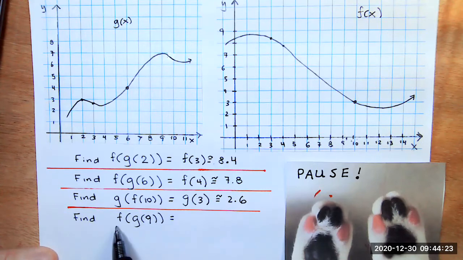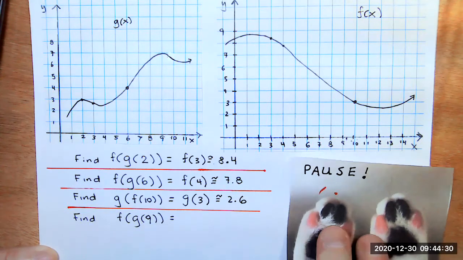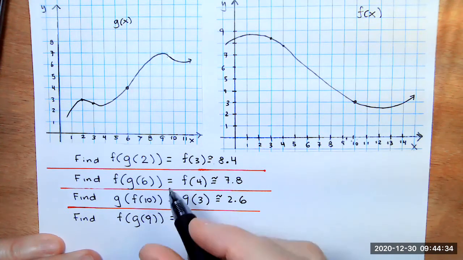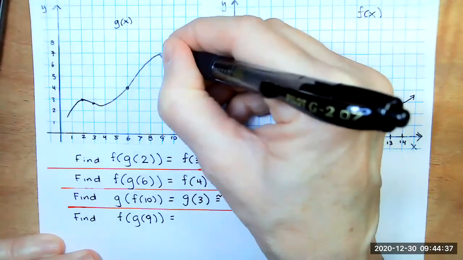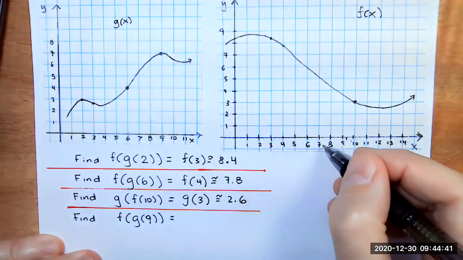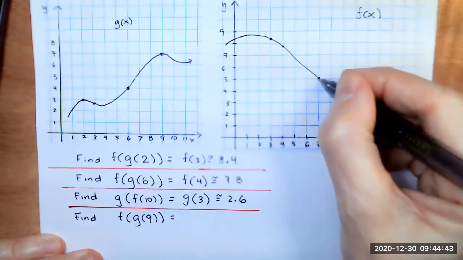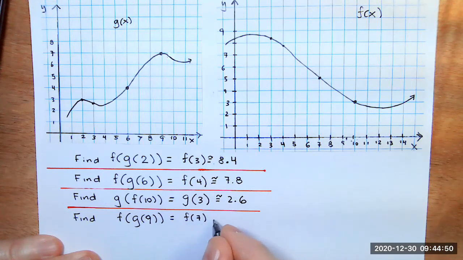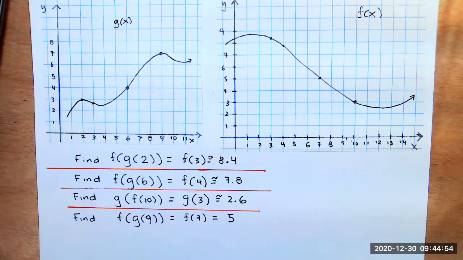All right, can you find f of g of 9? So I would hit pause and try that one. All right, so first we find g of 9, which is 7. So we go to f of 7, and that's equal to 5. Let's do one more.